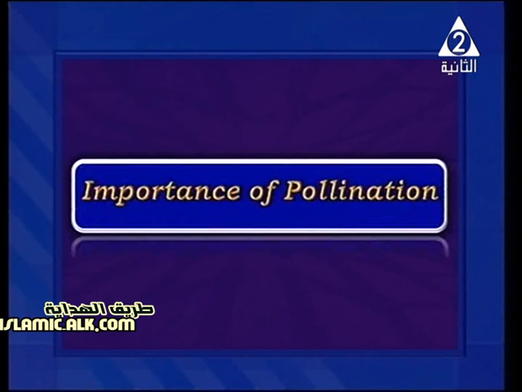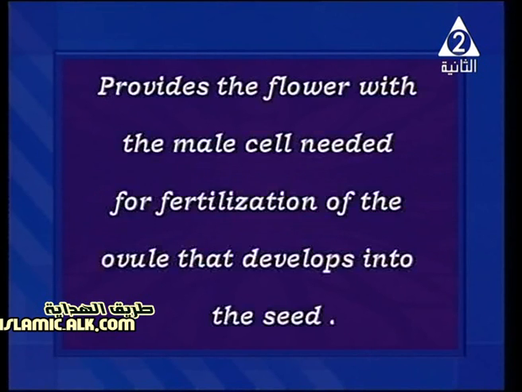Now, the importance of pollination. We need to know it to discuss the importance of pollination. Number one, it provides the flower with the male cell needed for fertilization, and also the ovule develops into the seed. So if no pollination happens, the male gamete will never reach the female, and there is no seed formed.